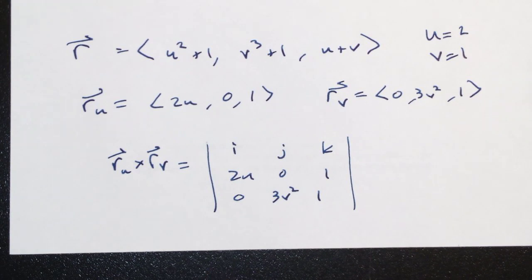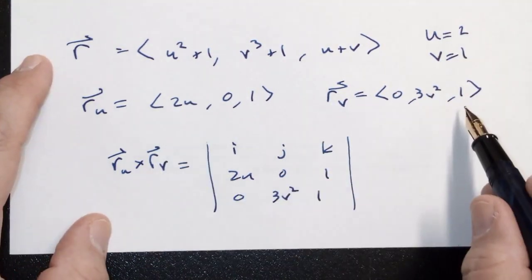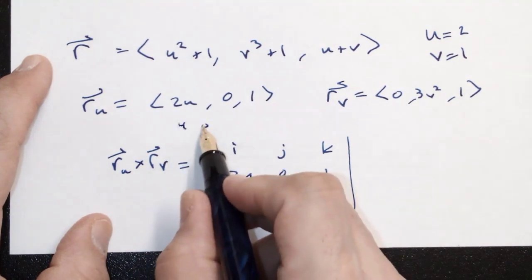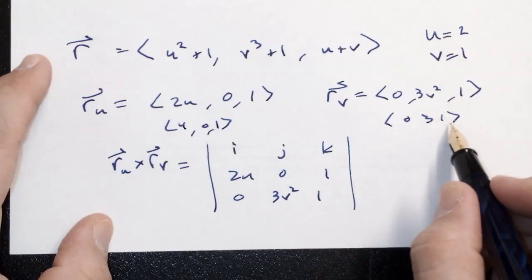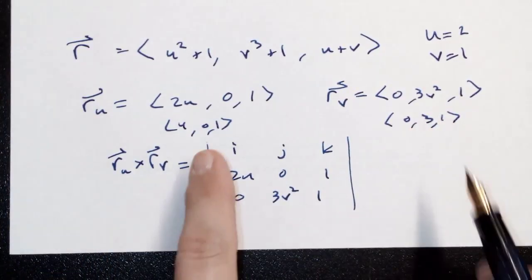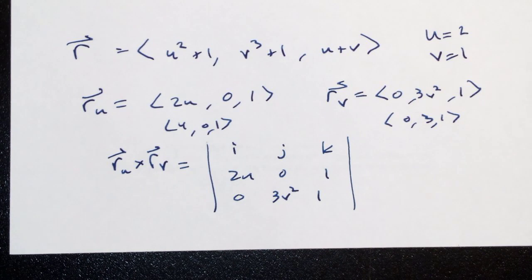But if I plug those in first, then I get 4, 0, 1, and I get 0, 3, 1, right? If I do the cross product with these, I'm getting a single vector, and it's the vector that's only good at the point 5, 2, 3. If I do this cross product generally, then I can put in any U and any V later, right? It works both ways. If I plug in those numbers after I'm done with all the cross products, I should get the same thing as if I do the cross product with just these in the first place.